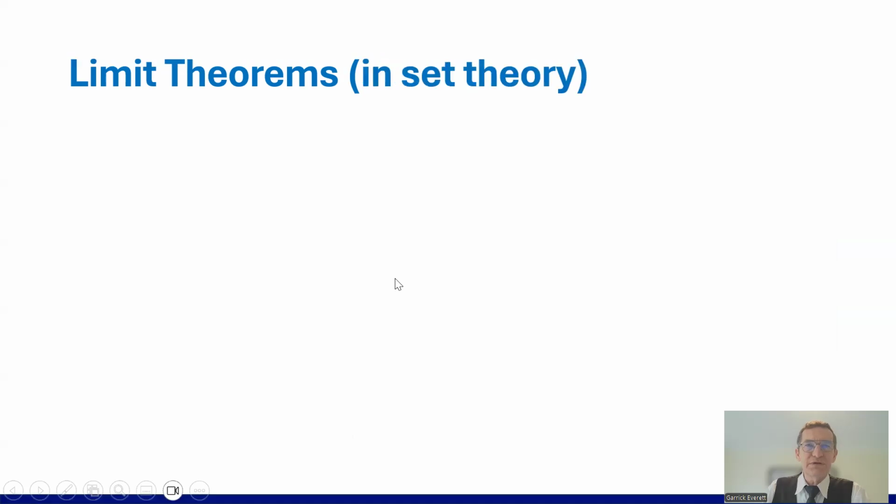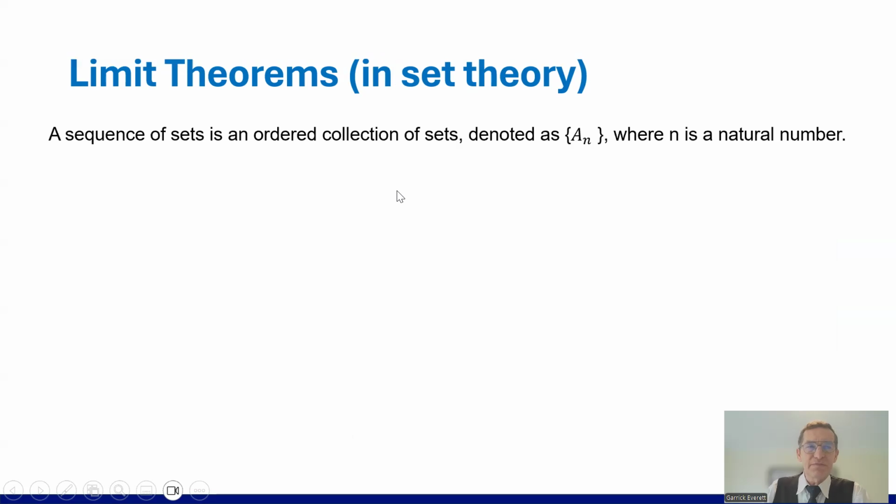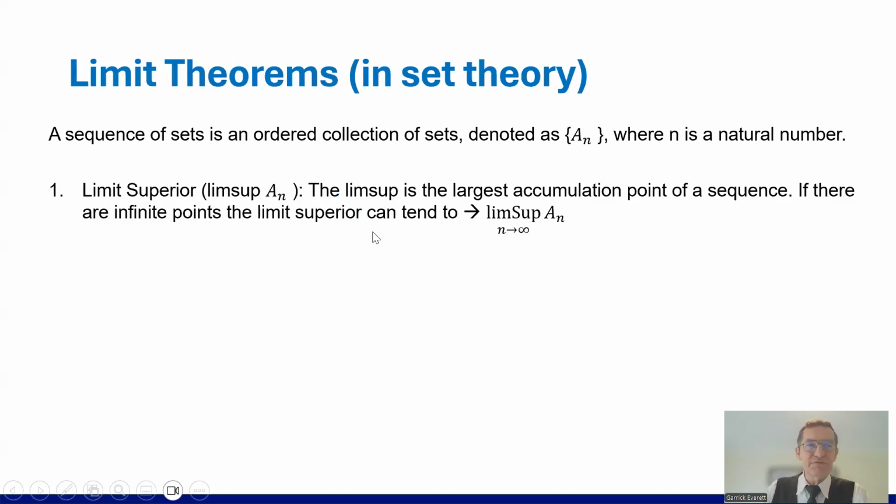So if we just look at the main theorems in set theory, before the theorem, a sequence of sets is an ordered collection of sets denoted as (A_n), where n is a natural number. In other words, 0, 1, 2, 3, 4, etc. And here we go. Here are our theorems.